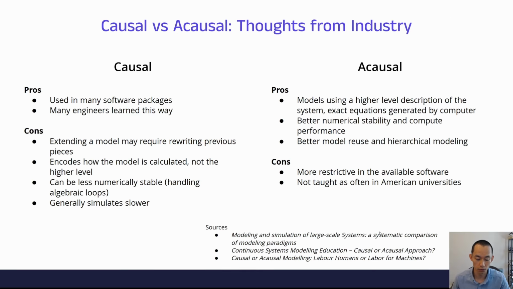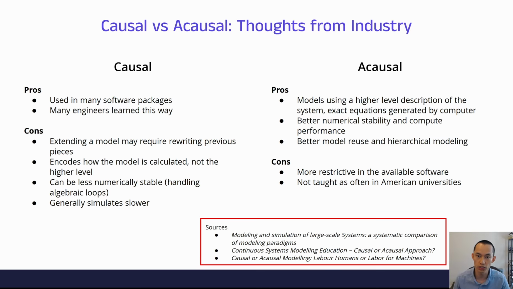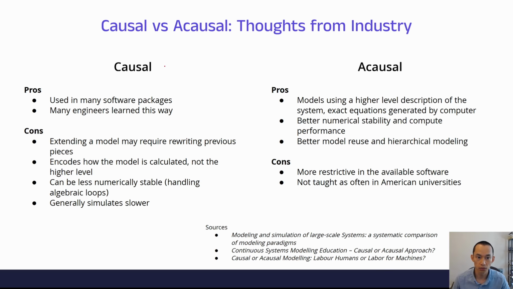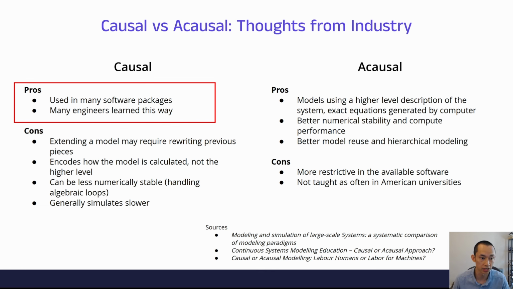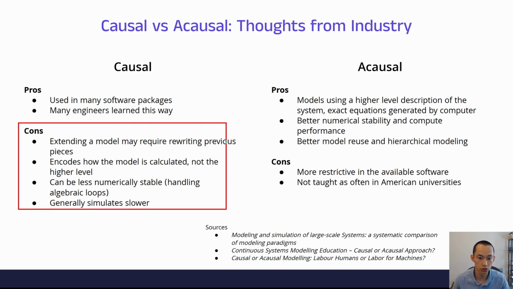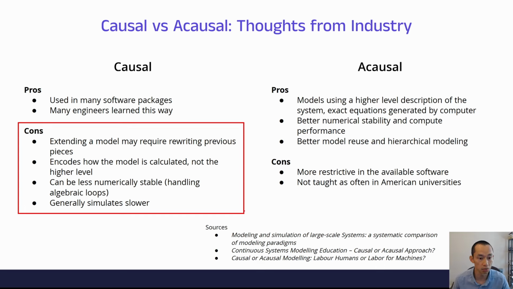So here we've compiled a list of opinions and thoughts from various sources, and here we can see some of the takeaways or opinions that people have on the causal modeling approach. The pros are that it's used in many software packages today, and because of this, many engineers are much more familiar with this type of approach. The downsides are that extending a model may require rewriting previous pieces. You encode how the model is calculated as opposed to how the model behaves at the higher level, it can be less numerically stable, and it generally simulates slower.